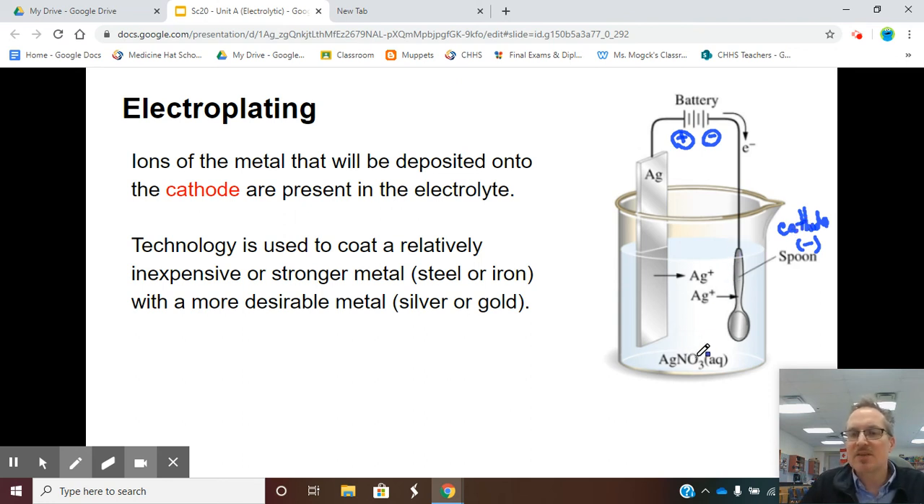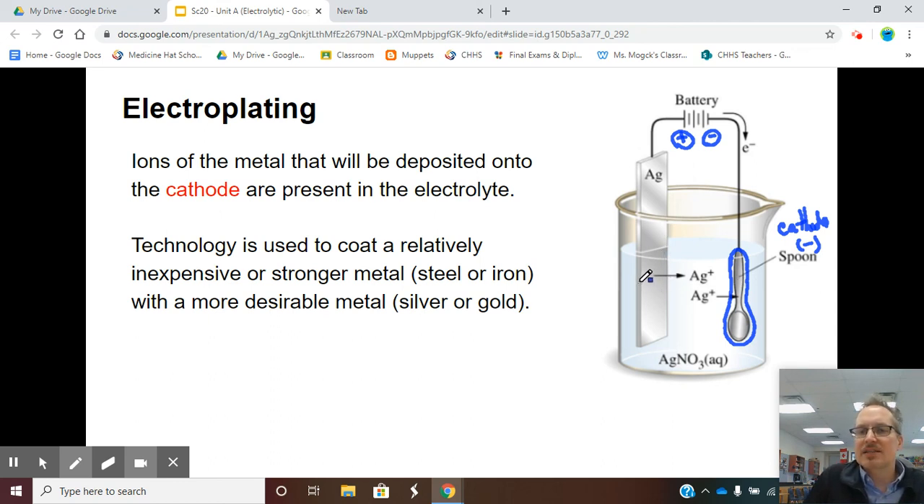We have a silver nitrate solution, right? We have silver ions and nitrate ions floating around in here. Because this is my cathode, my spoon, which is an iron spoon, is going to get bigger and it's going to get plated with silver. And so we're putting a nice, beautiful, shiny, expensive metal over top of a strong inner core metal so that I still have the strength of iron, but I have the look of silver.